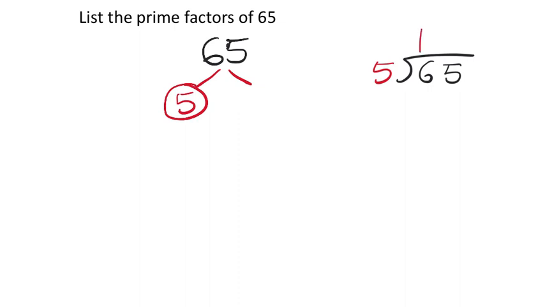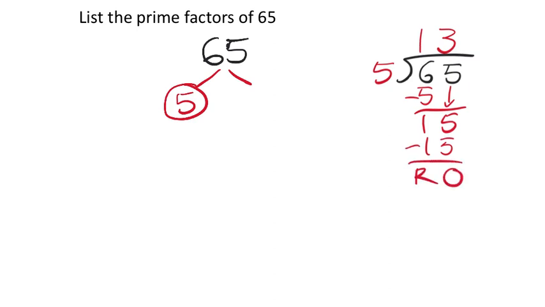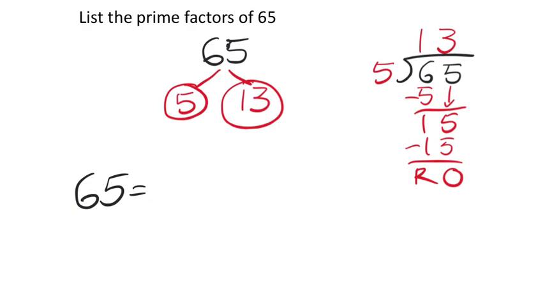5 goes into 6 once. 1 times 5 is 5. So we got a remainder of 1. Drop the 5 to make it 15. 5 goes into 15 3 times. 3 times 5 is 15. Nothing remaining. So that would be 13, which also is prime. As it turns out, the only two prime factors of 65 are 5 and 13.